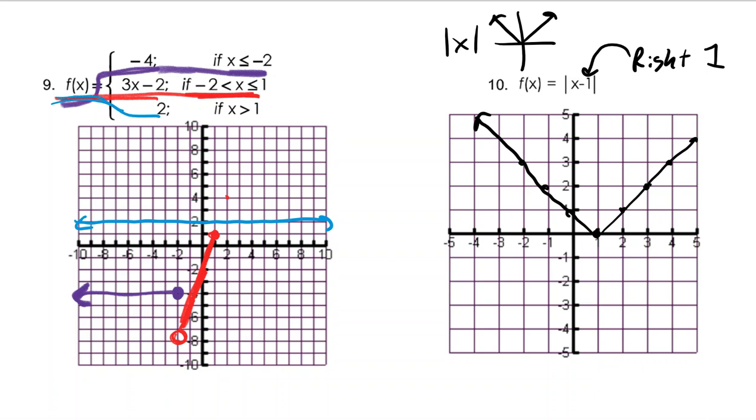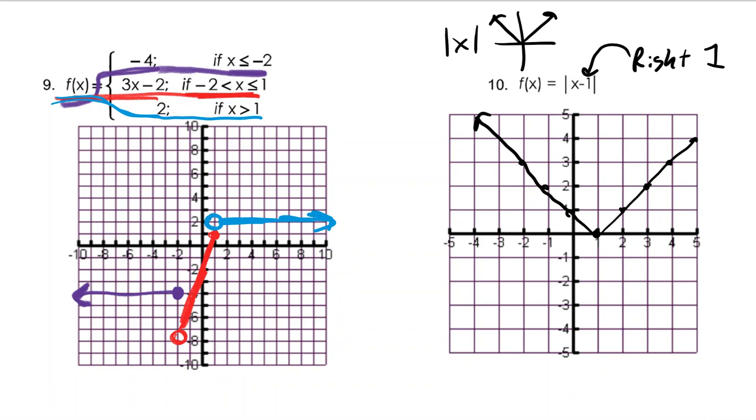Okay, last part, it's y equals 2, but only when x is greater than 1. So not equal to 1, open circle, greater than 1 would be to the right, so I shouldn't keep anything on the left. So it's really like graphing 3 linear lines and just keeping part of this one, part of this one, and part of this one.